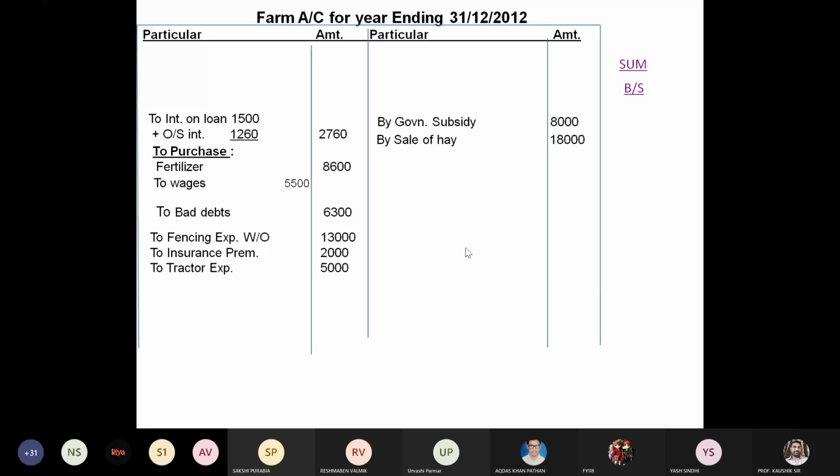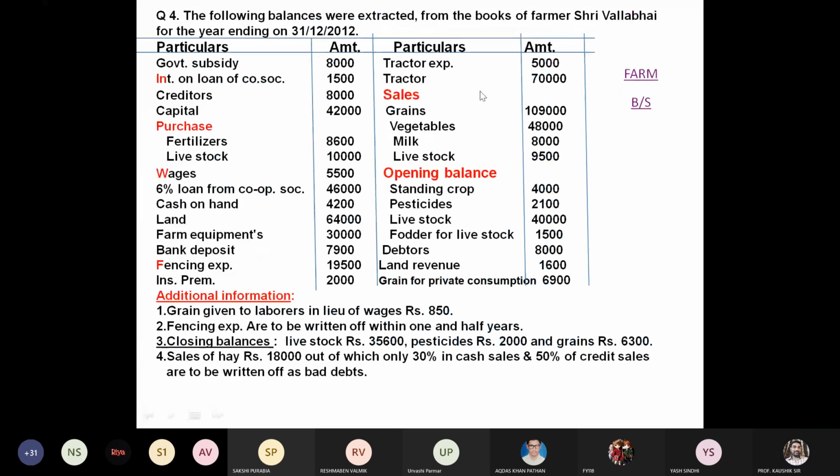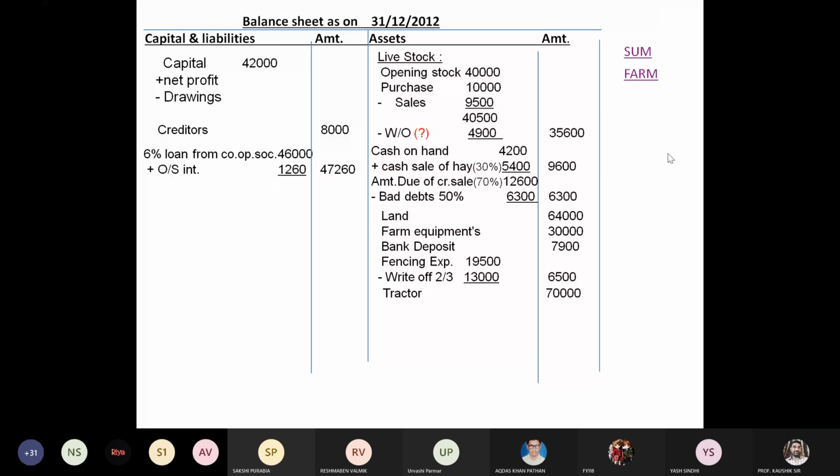Go to the sum. Tractor is an asset. So as an asset, it is shown in the balance sheet, 70,000. Tractor in the balance sheet.